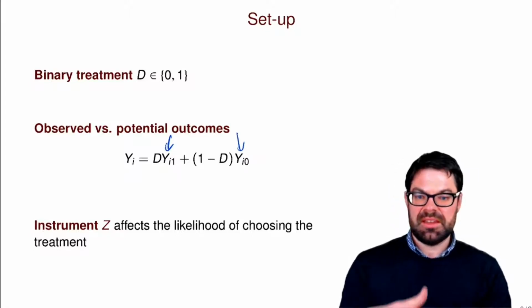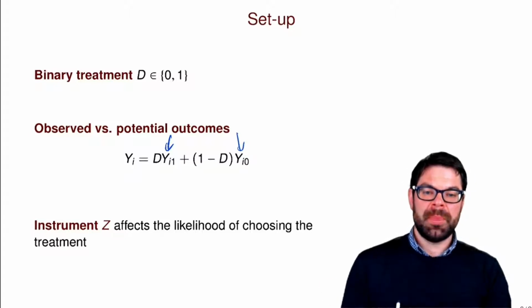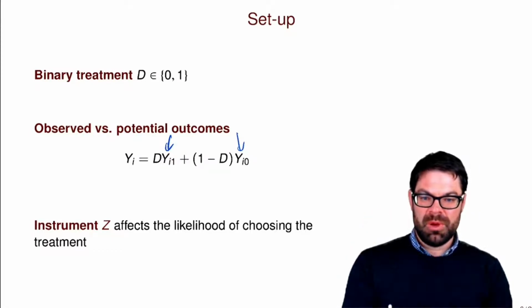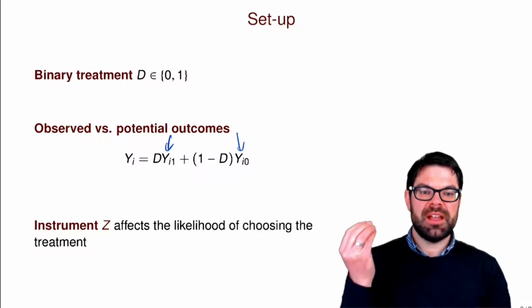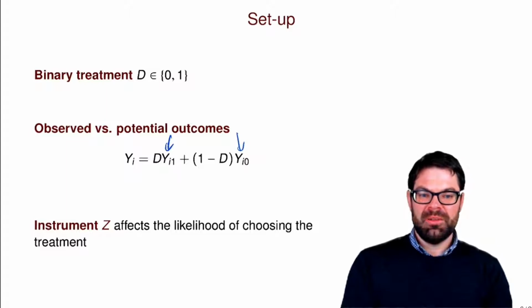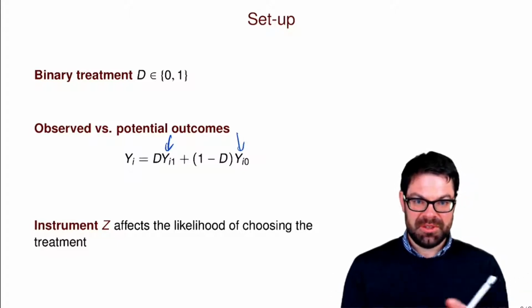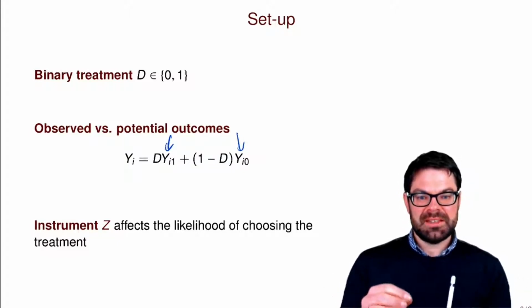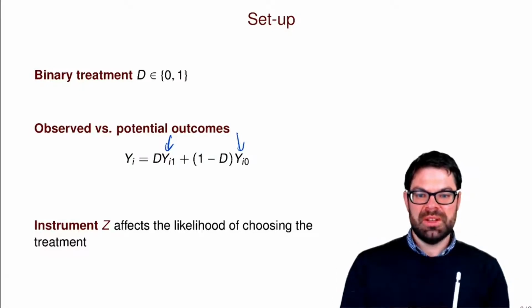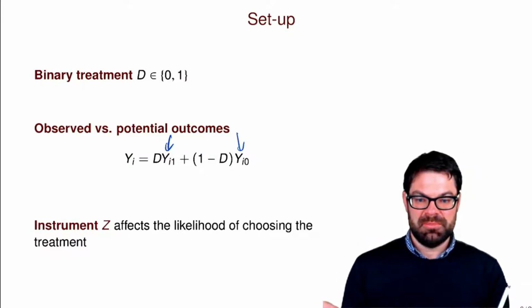So take again the example of free childcare. Then the potential outcome Y1 would be a woman's labor supply if the family received free childcare, and Y0 would be a woman's labor supply if the family did not receive free childcare. And we have the fundamental problem of causal inference that we only observe each unit in one of the two states, but never in both at the same time.